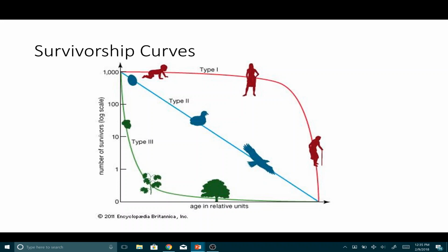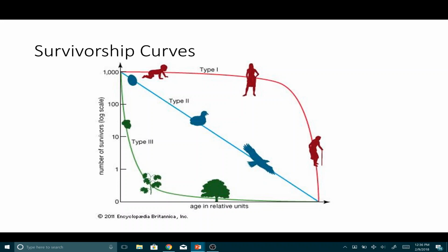Type 2, an example would be birds. And so the number in the population is pretty linear throughout, no matter what the age is, throughout the life cycle of the organism. And so here, no matter what age, they have about the same likelihood of survival.